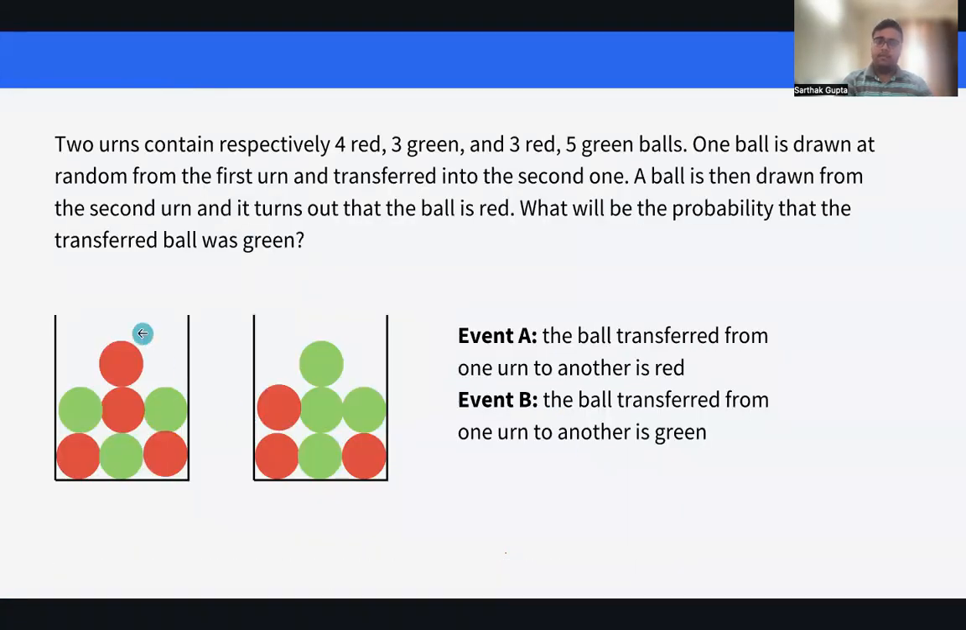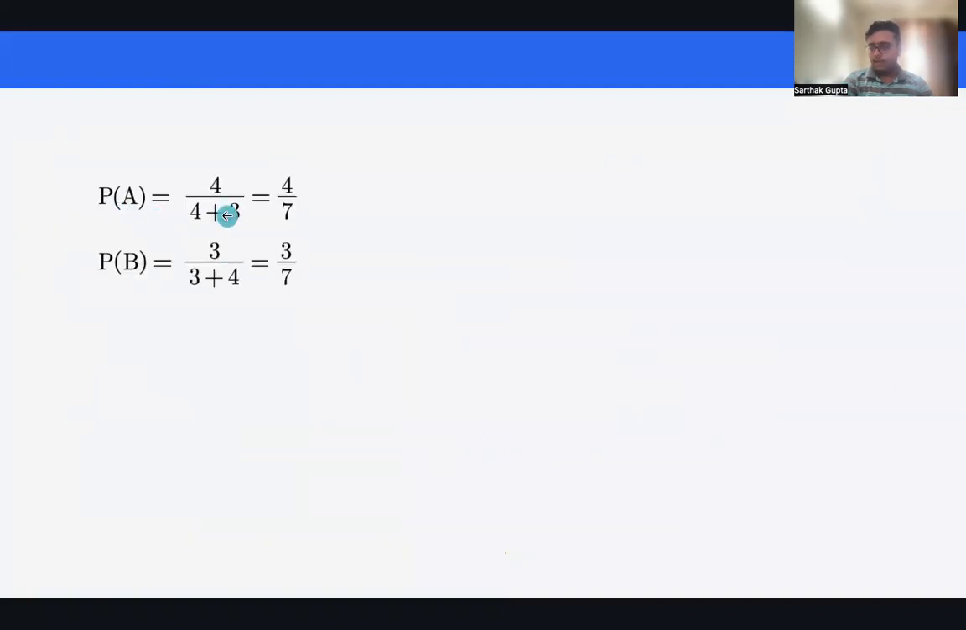For the example, we have two urns containing four red, three green balls, and three red, five green balls. One ball is drawn at random from the first urn and transferred into the second one. Then a ball is drawn from the second one and it turns out the ball is red. What will be the probability that the transferred ball was green? Now we have two events. Event A, the ball transferred from one urn is red, or event B, the ball transferred from one urn is green. The probability of such events to happen is P(A) equals 4 by 7, and P(B) gives us 3 by 7.